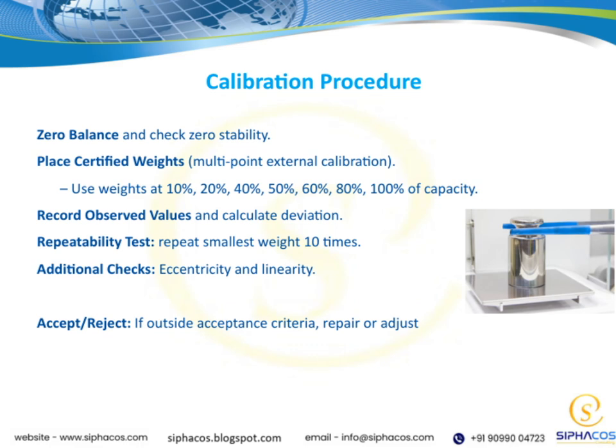Now, if any of these measurements fall outside the established acceptance criteria, the next step is to either repair or adjust the equipment. Only once it meets the standards do we consider the calibration complete. This process ensures our weighing system remains accurate, reliable, and ready for precise measurements.